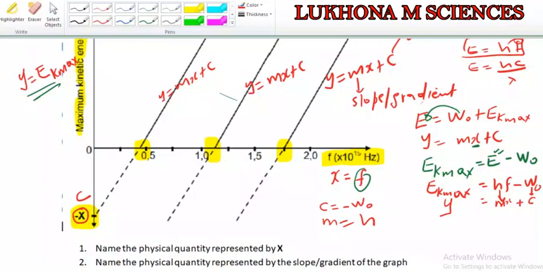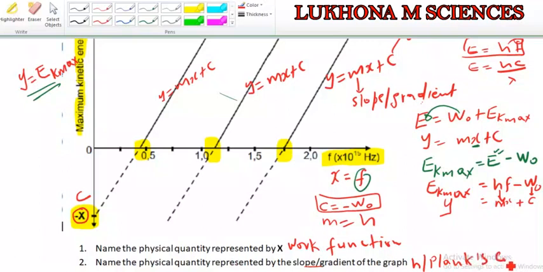The first question says name the physical quantity represented by x. So x is c, and we said c is the negative work function, which means x represents the work function. Name the physical quantity represented by the slope. The slope is a gradient, and we already said the gradient is the Planck's constant, h, that is the Planck's constant.